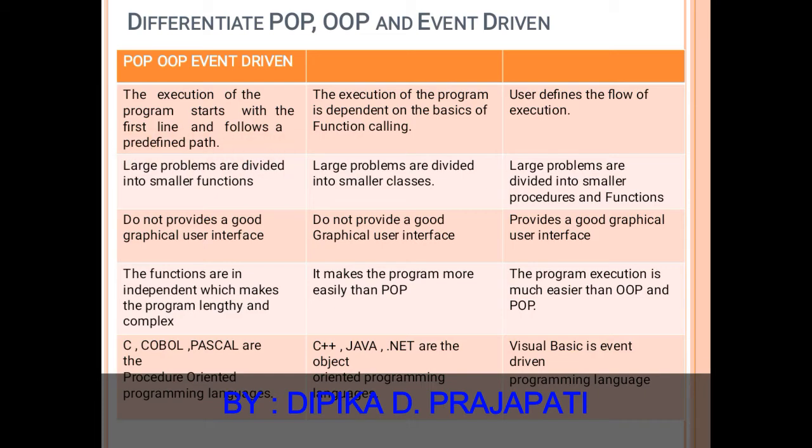First one: in POP, the execution of the program starts with the first line and follows a predefined path. In OOP, execution of the program depends on function calling, and in event driven, events define the flow of execution. Second one: in POP, large problems are divided into smaller functions.